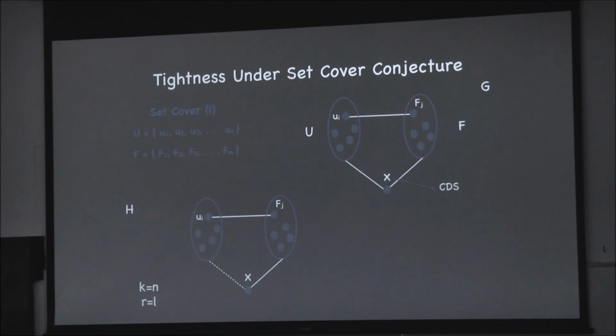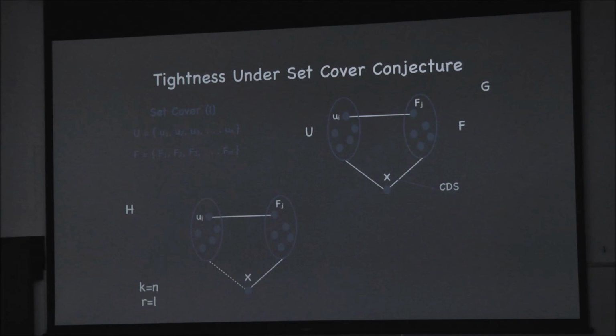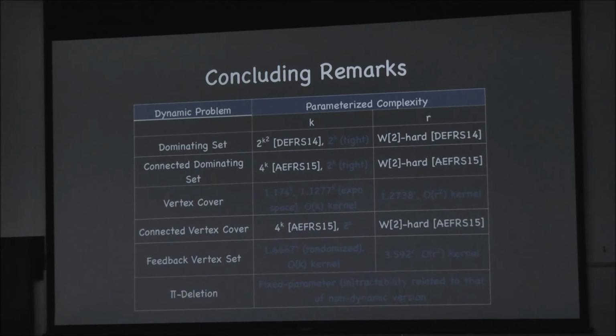So since every vertex in F is also adjacent to X, this dominating set is also a connected dominating set. So the hardness results hold for dynamic connected dominating set. So if we have a 2 minus C par k algorithm for dynamic dominating set, that will mean a 2 minus C par n algorithm for set cover, which is unlikely. And the same holds for connected dominating set. Alright. So this is the details part of the talk.